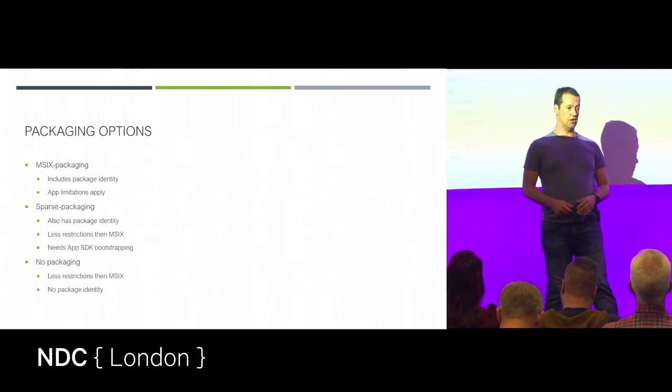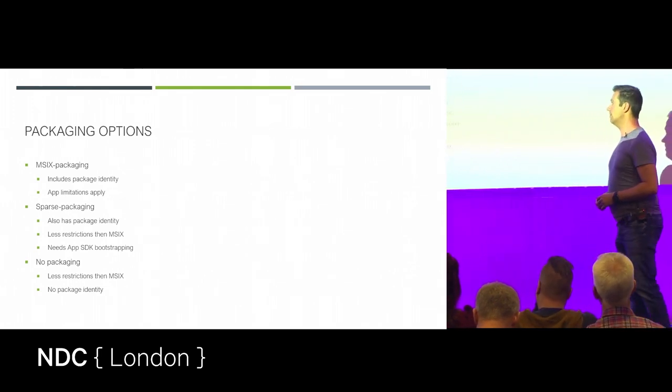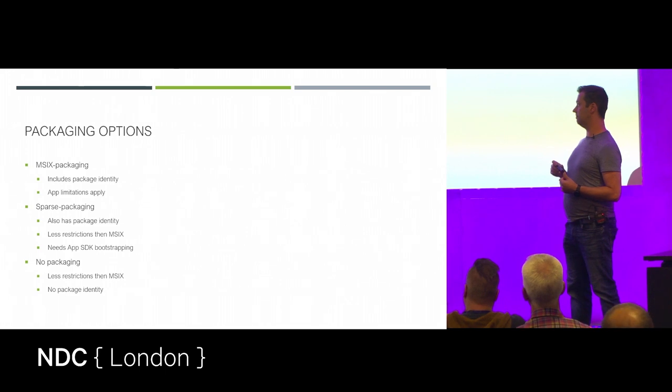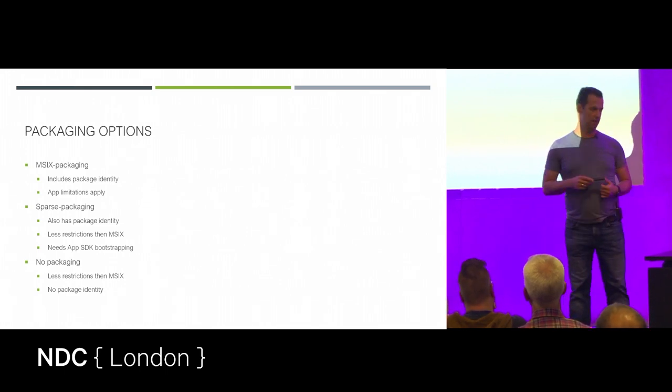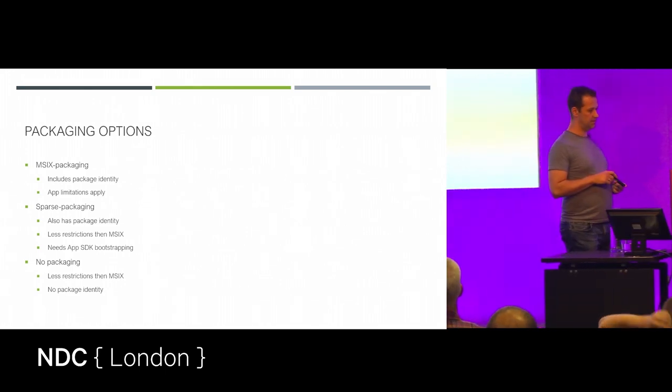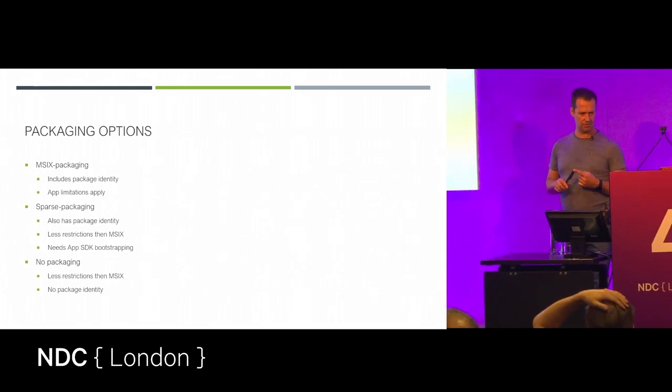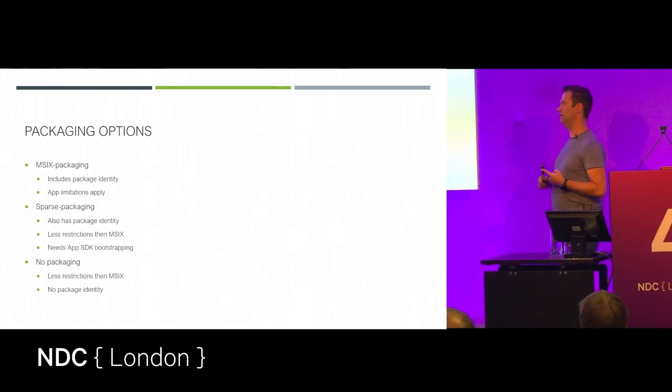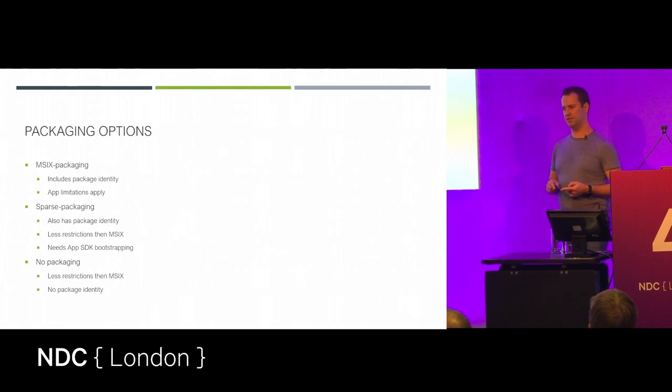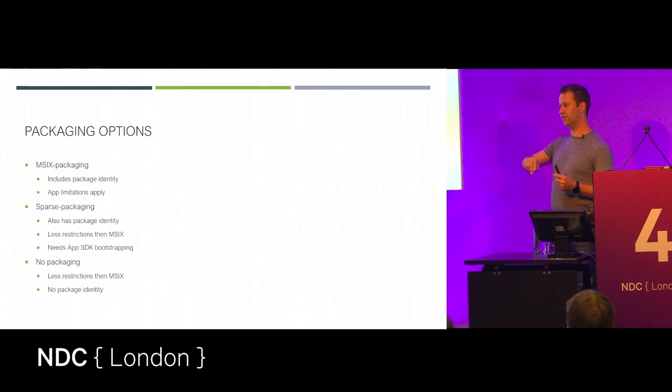So what are your packaging options? You can go for MSIX, which creates a package identity and comes with some limitations. You need your package identity for a couple of specific features. Like you remember the jump lists, if you right click on Word, you get your most recent used files. For that, you need a package identity.